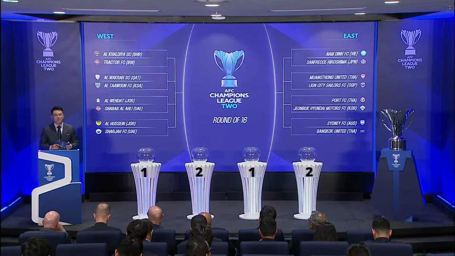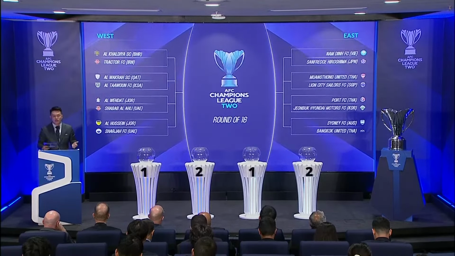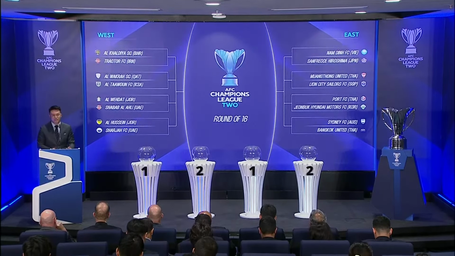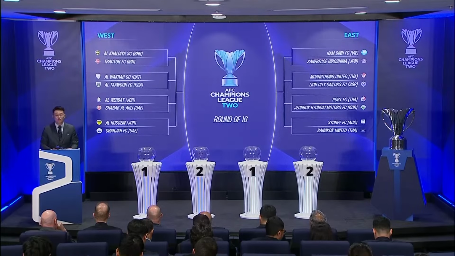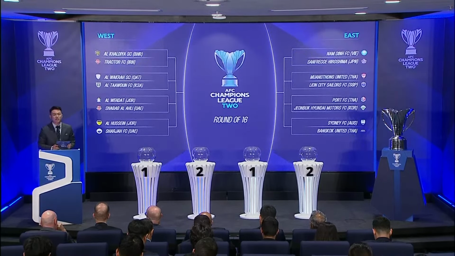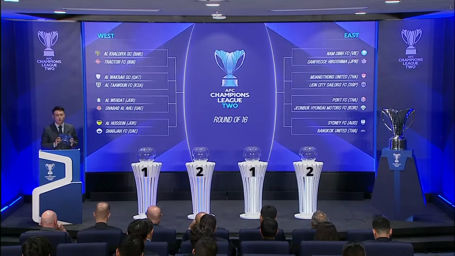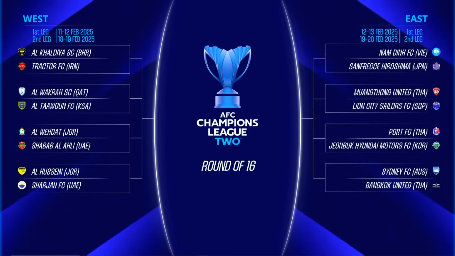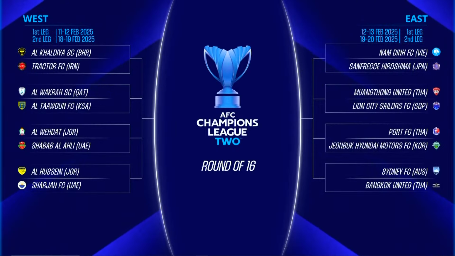Thank you, Avis, for conducting the draw ceremony. And there you have it, ladies and gentlemen, the 8 round of 16 matches for the AFC Champions League 2024-25 knockout stage. Before we conclude, let me just quickly recap the draw results. Starting with the West region, we have 4 fixtures. Al Qadsiah versus Tractor FC, Al Wakrah versus Al Taawoun, Al Wahda versus Shabab Al Ahli, Al Hussein versus Sharjah FC.